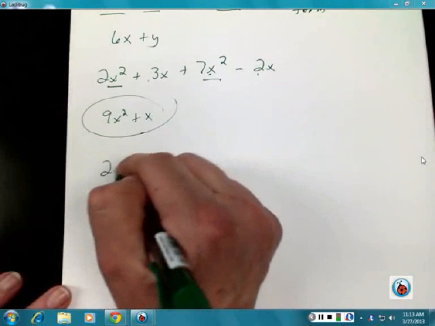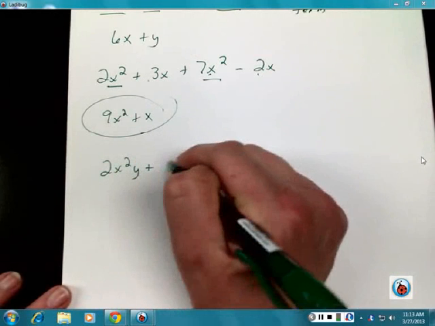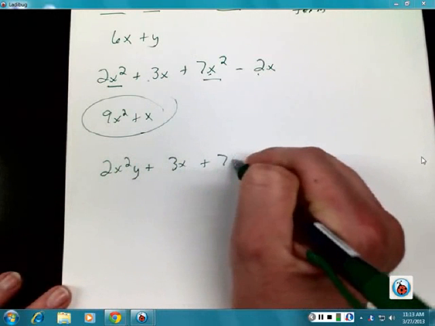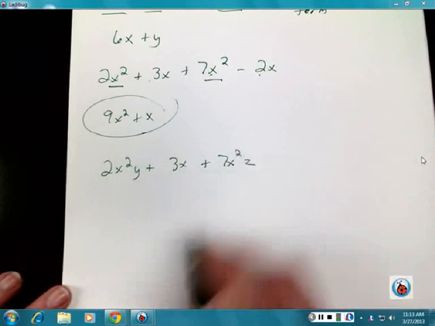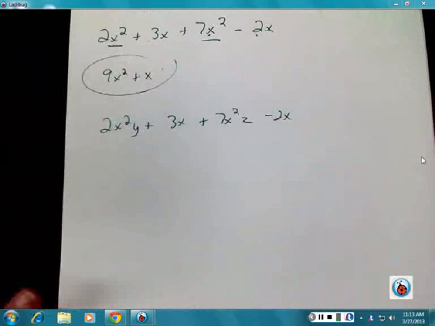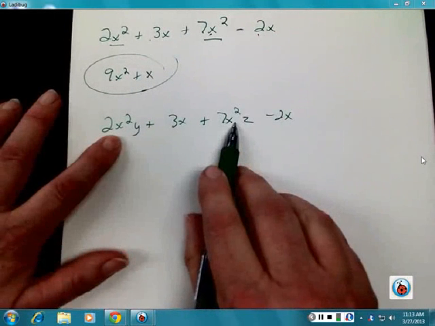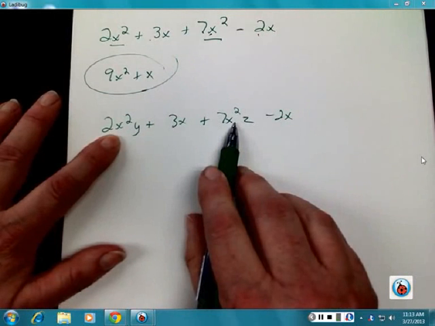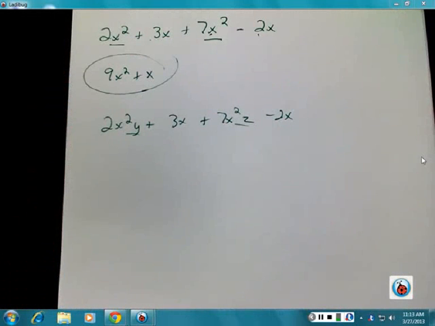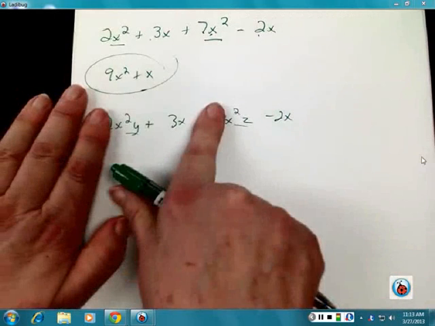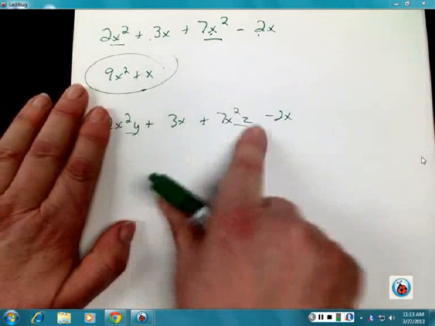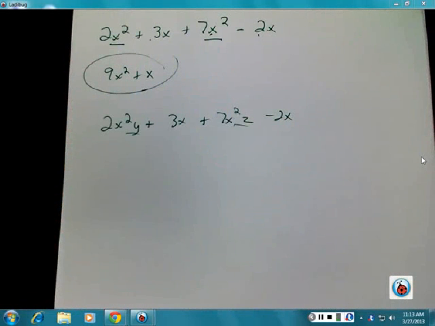So if I had 2x squared y plus 3x plus 7x squared z minus 2x, can I stick these two together now? Yeah. I can? No. No, because the y and the z made them completely different. So you have to be really careful and make sure the numerical part doesn't have to match, but the variable parts have to match. So they got to be identical to each other.